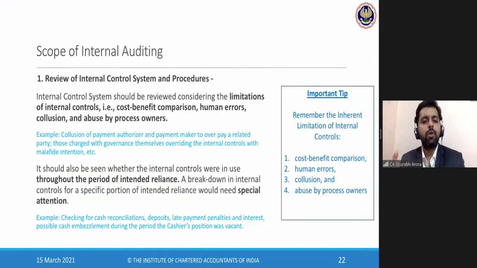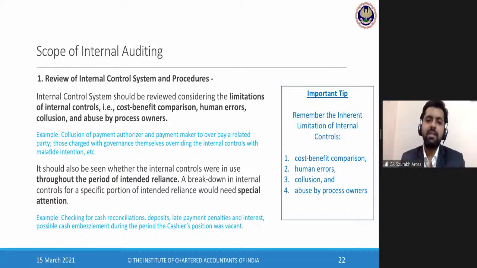So for example, collusion of payment authorizer and payment maker to overpay a related party, or those charged with governance themselves overriding the internal controls with malafide intention. So these are the limitations of internal control that will always be there. That is the reason that the internal auditor and the other auditors always provide reasonable assurance and not absolute assurance. So it should also be seen whether controls were in use throughout the period of intended reliance.